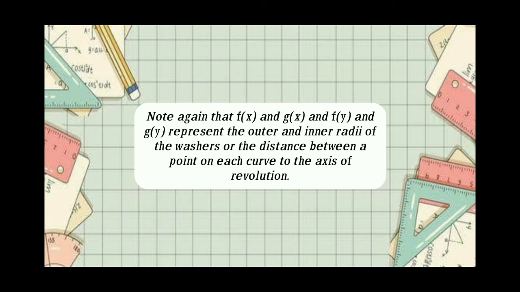Note again that f of x and g of x, and f of y and g of y, represent the outer and inner radii of the washers, or the distance between a point on each curve to the axis of revolution.